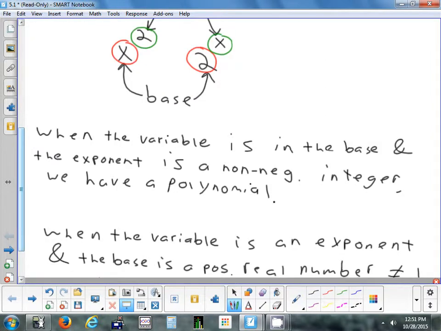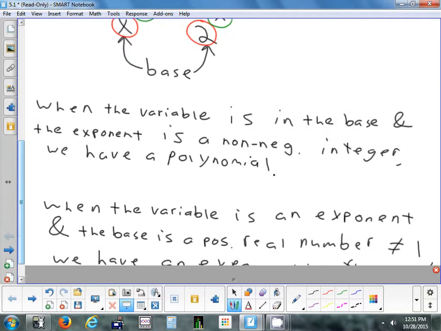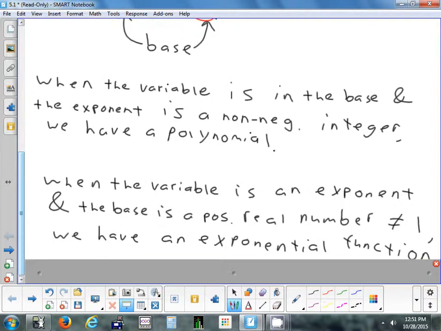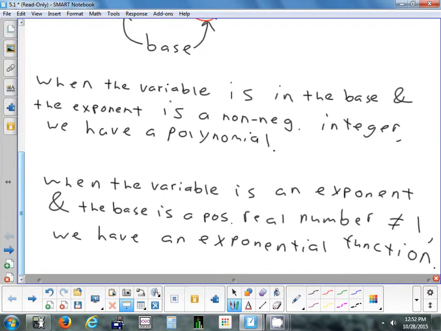But if the variable is in the exponent and the base is any positive real number except 1, can't use 1, but it can be any other positive real number, like 2 to the x, that's fine. That's an exponential function. I'm going to put up some examples in a little bit, things that are exponential functions and things that are not.